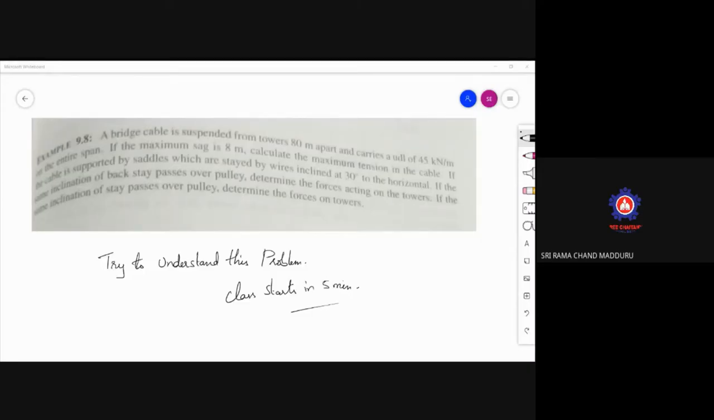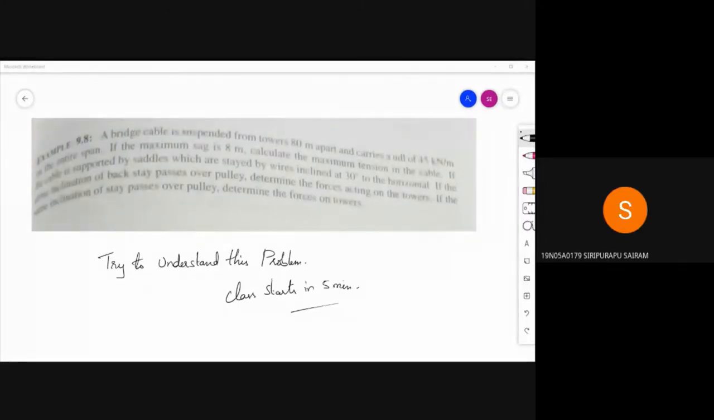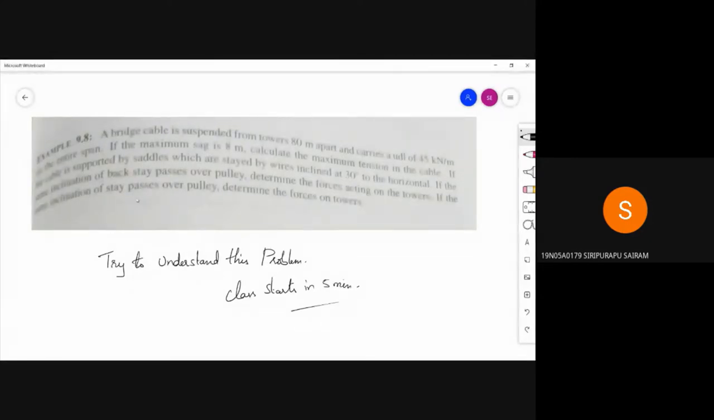Good evening, students. I think the question is visible to you. A bridge cable is suspended from above, 80 meters apart, and carries a UDL of 45 kilonewtons per meter. Do you have any doubt? Here, the maximum sag, which is nothing but the dip, is 8 meters. Calculate the maximum tension in the cable.